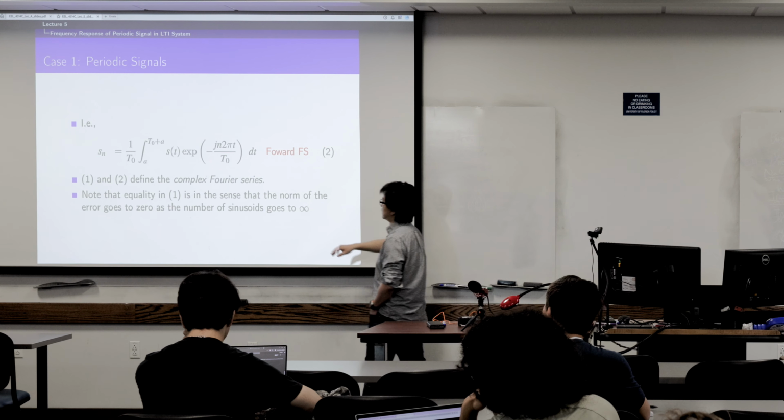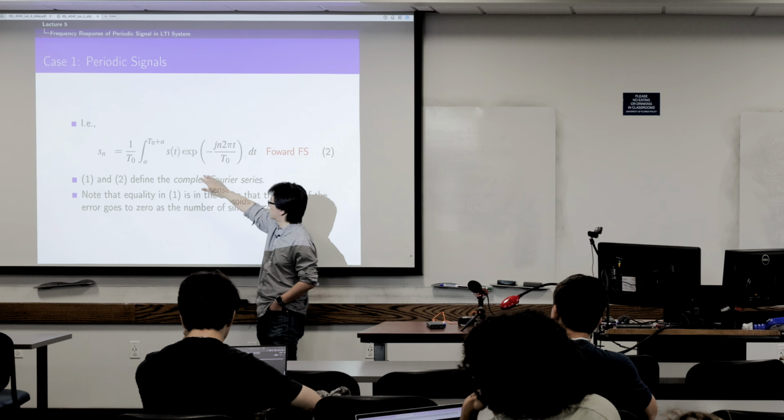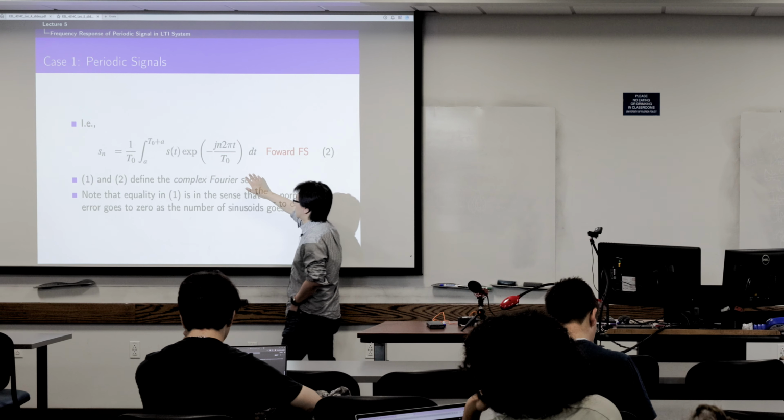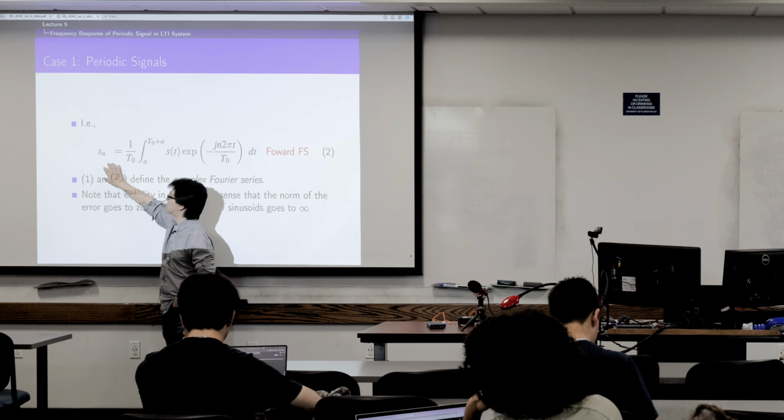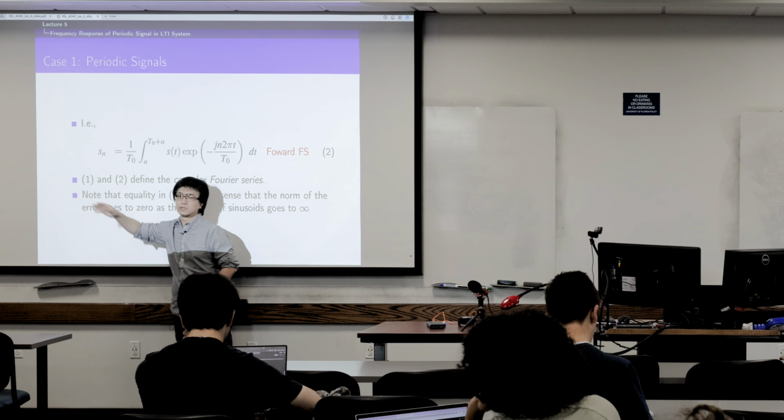So if we know the original signal s of t, we use that to get the Fourier series coefficients. I call that the forward transform, or forward Fourier series. Basically, it means that using the original signal x of t, we can get the coefficients, where the coefficients tell you how much of each frequency component is in the signal. That's why I call it forward Fourier series.